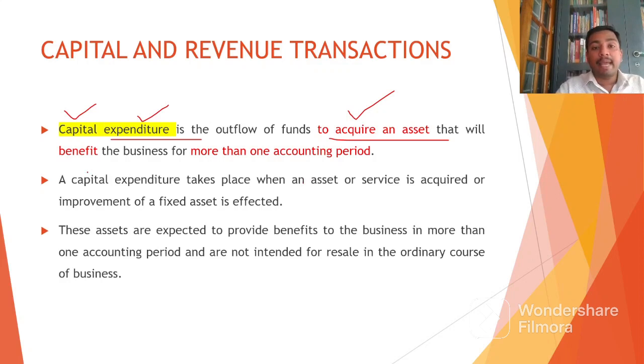And the main advantage is that the benefit of it will be received for more than one accounting period. So if an asset is bought, then the benefit or the income generated can be for a longer time period. Such types of expenditures are known as capital expenditure. The business can enjoy its benefit for a longer period, which means more than 1 year. Such types of expenses are known as capital expenditures or capital transactions.